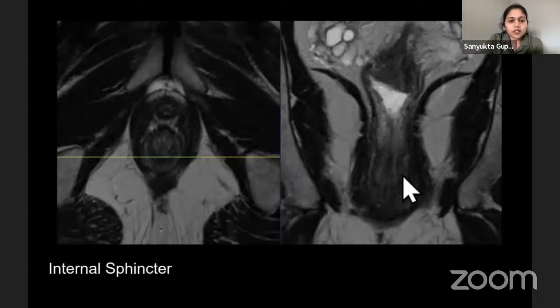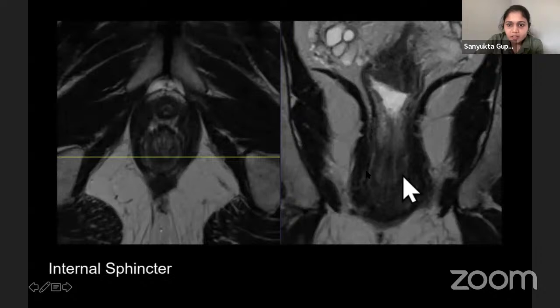Now, just to talk about the relevant anatomy in these lower rectal tumors, or the anal canal, involving the sphincter anatomy. So the internal sphincter is a muscular layer, and we see it as a hypointense layer. This is the axial scans. These are the coronal scans.